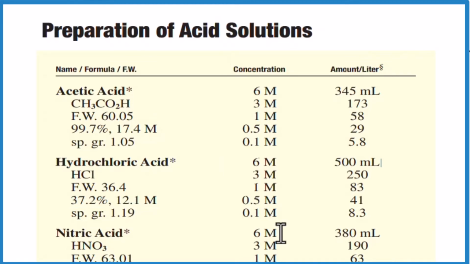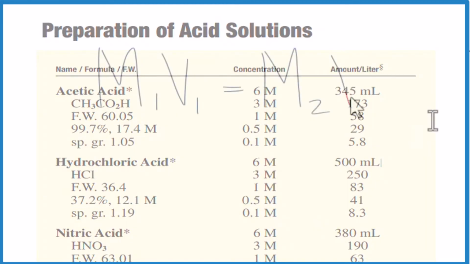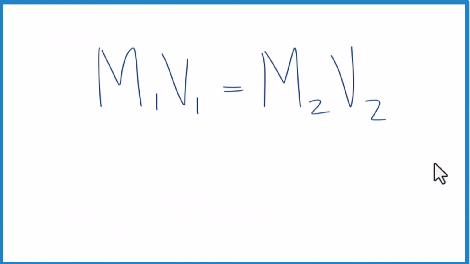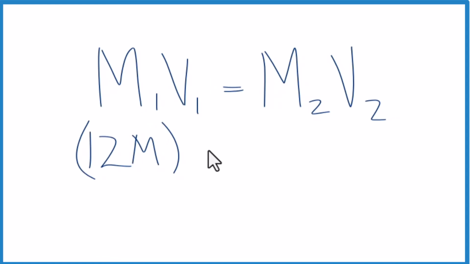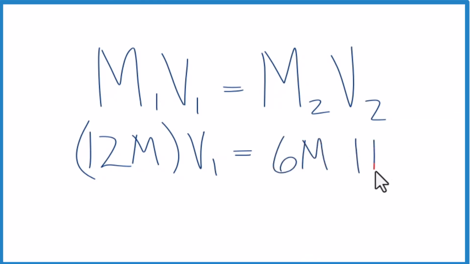Here's the other way we could do this. We could use the formula M1V1 equals M2V2 because concentrated hydrochloric acid says on the bottle that it's 12 molar. And we don't know how much we need to make our solution. We're going to call that V1. Let's say we want to make our 6 molar solution, and we want to make 1 liter of that.